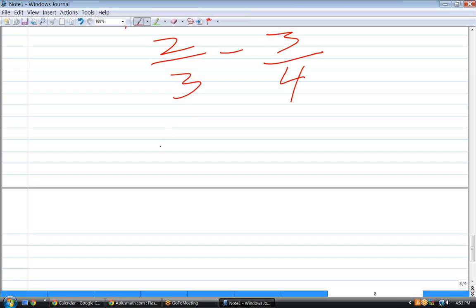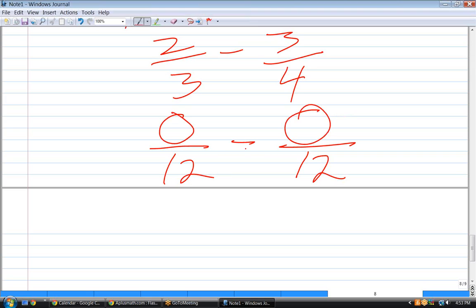What's the common denominator? 12. What goes here? Here. Remember how to get it? Divide 3 into 12. What do you get? Right. 4. And multiply it by the numerator, 2.